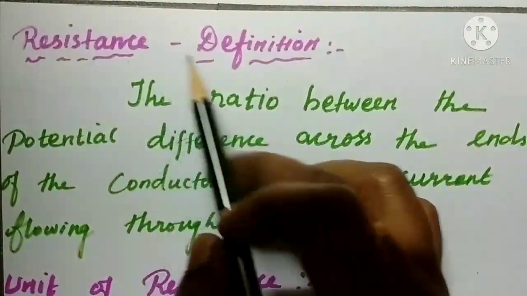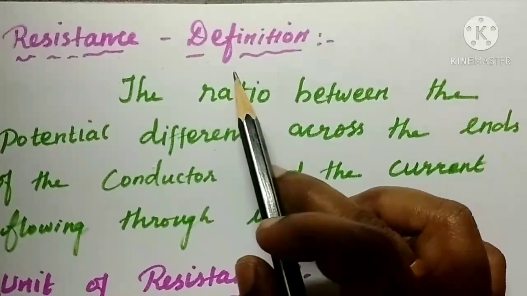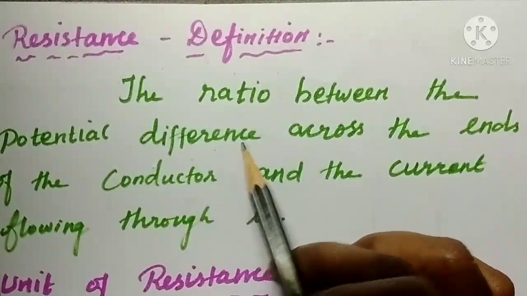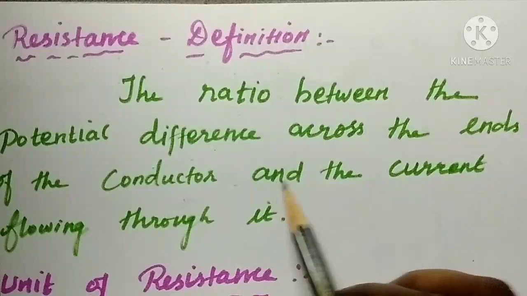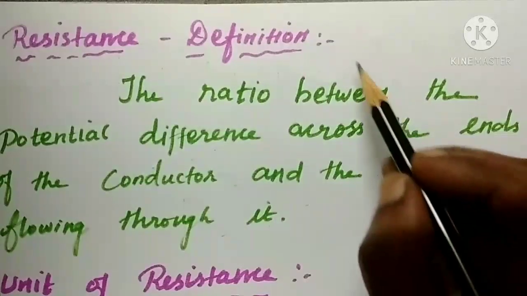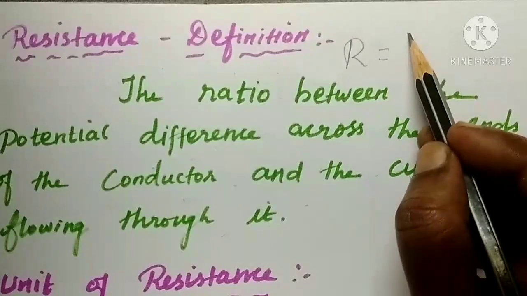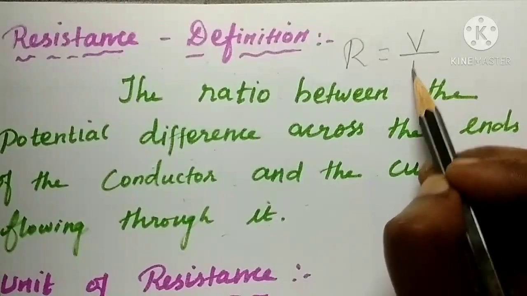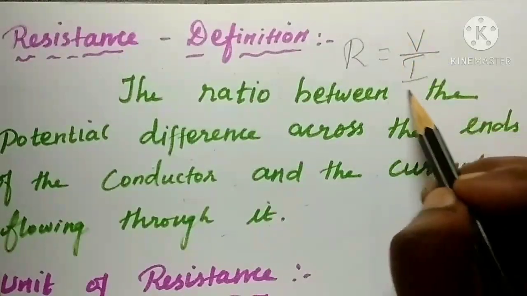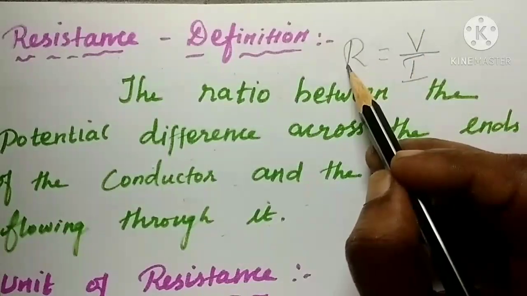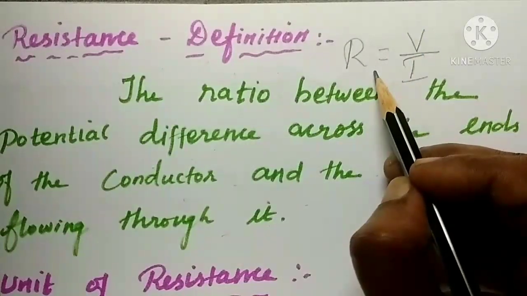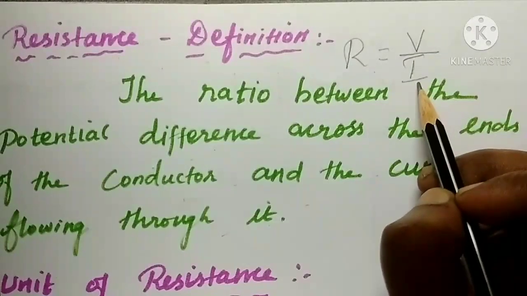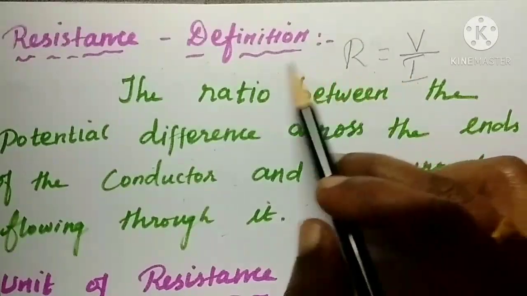Now we can learn the definition of resistance. How will you define the resistance? Resistance gives the ratio between the potential difference across the two ends of the conductor and the current flowing through it. Let V be the potential difference and I be the current. Taking these two values, resistance is equal to the ratio between the potential difference V and the current I through it. That's the definition of resistance.